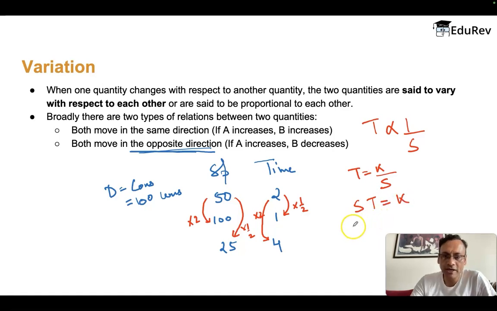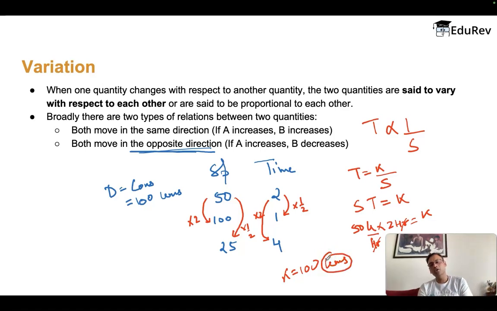Okay, let's put the first value. Speed is 50 kilometer into time taken is 2 hours is equal to k. So obviously, speed is 50 kilometer per hour. Time is 2 hours. So k is equal to 100 and hour will get cancelled. It will be 100 kilometers. And because it is kilometers, you know that k is nothing but the total distance. So k is equal to 100 kilometers and that is the distance. So speed into time is equal to distance. This is what becomes your equation.